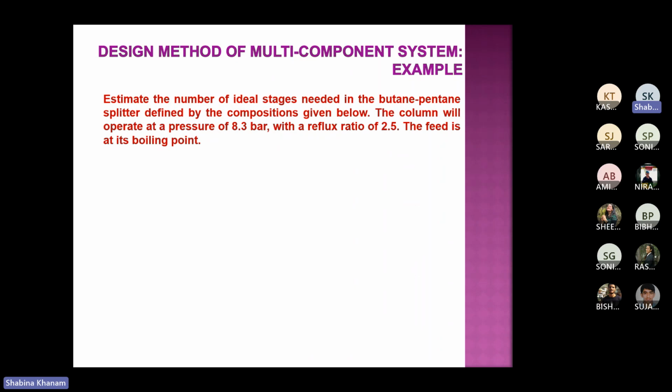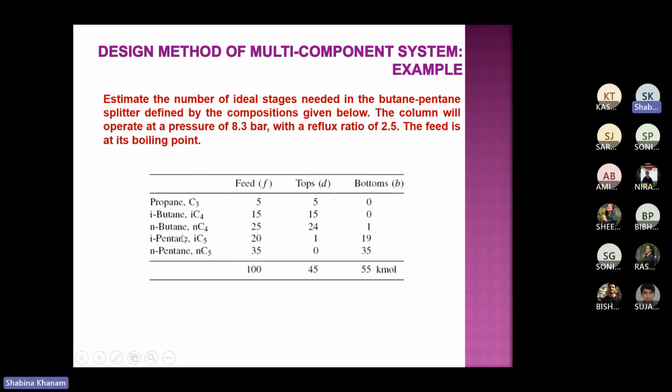So we need to estimate the number of ideal trays needed in a butane pentane splitter defined by the composition given in the table below, which I'll show. The column will operate at a pressure of 8.3 bar with a reflux ratio of 2.5. The feed is at boiling point.